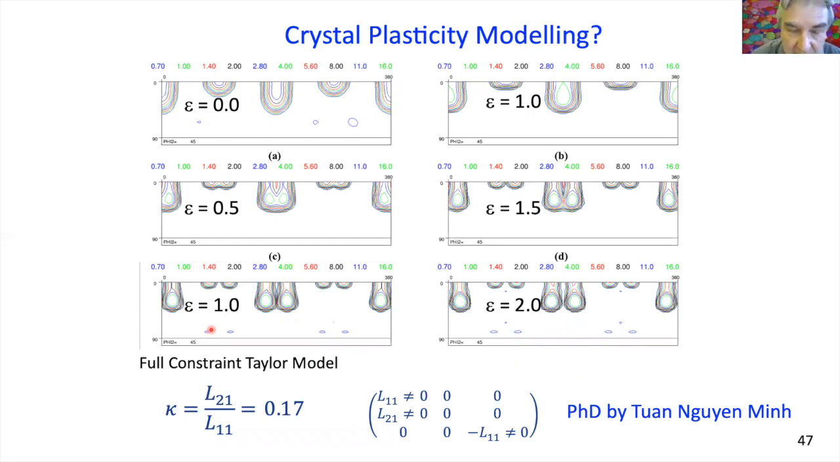But nevertheless, if you apply a full constraint Taylor model and you start with an alpha fiber, the typical alpha fiber of rolling, then you can see indeed that after some strain of this component to one shear, you end up with what is close to this parallel alpha fiber and the 311136 components.